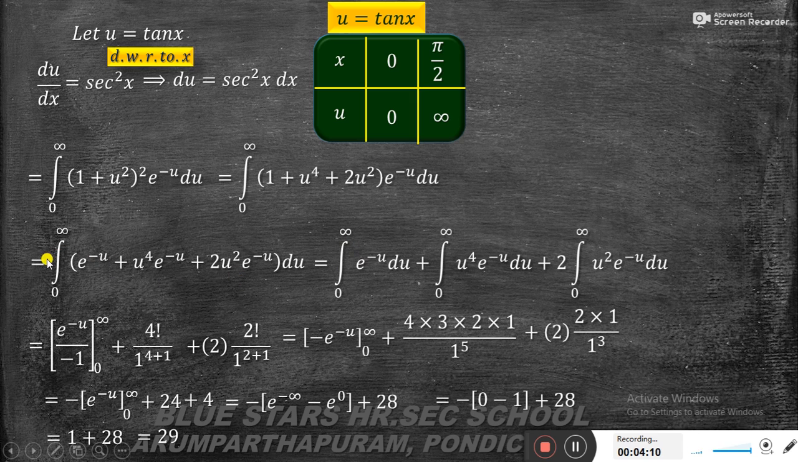Now we take the integral of every term. So integral 0 to infinity e power minus u du plus integral 0 to infinity u power 4 e power minus u du plus 2 times integral 0 to infinity u square e power minus u du. In the next step, you apply the formulas. Integration of the exponential e power minus u is e power minus u by minus 1, with the limit 0 to infinity, plus. Next, you apply the gamma integral formula.